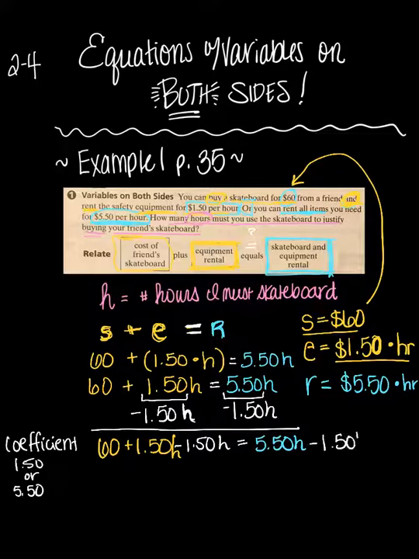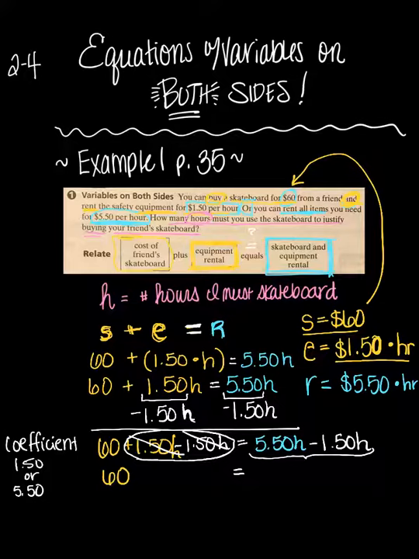This is the exact same thing. So notice that my 1.50h minus 1.50h ends up canceling out. So I have finally just a constant on this one side, this number hanging out by itself. And then what is 5.5 minus 1.5? Notice that I have to combine like terms. They're both h's, so I can do some addition.